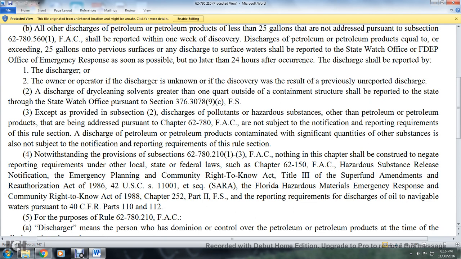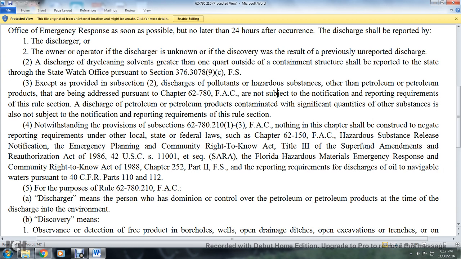Notwithstanding subsection 62-782-10-1-3 Florida Administrative Code, nothing in this chapter should be construed to negate reporting requirements under local, state, or federal law, such as 62-150, the Hazardous Substance Release Notification, the Emergency Planning and Community Right-to-Know Act, Title 3 of the Superfund Amendments and Reauthorization Act of 1986, Title 42 U.S. Code 11001 et seq., SARA, the Florida Hazardous Materials Emergency Response and Community Right-to-Know Act of 1989, Chapter 252, Part 2 of the Florida Statutes, and the reporting requirements for discharge of oil to navigable waters pursuant to Title 40 CFR Parts 110 and 112, for purposes of Rule 62-782-10 of the Florida Administrative Code.